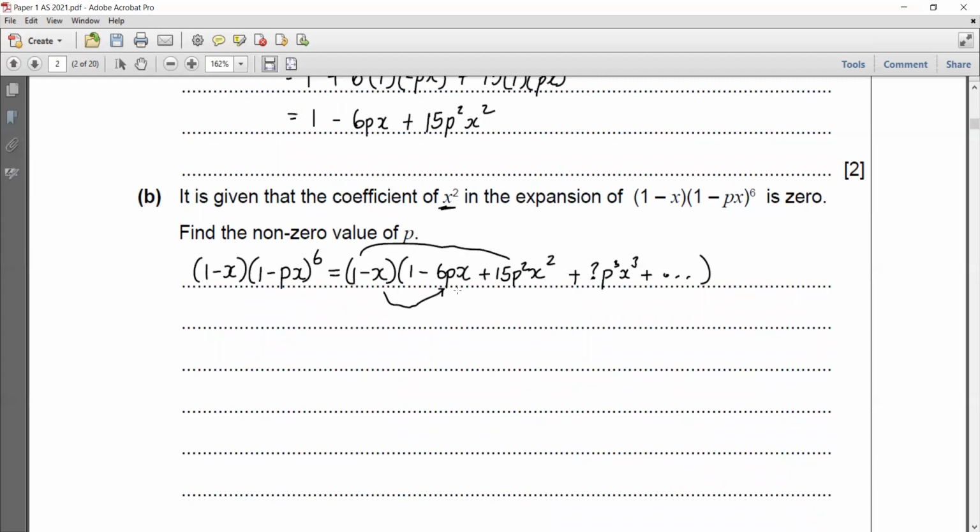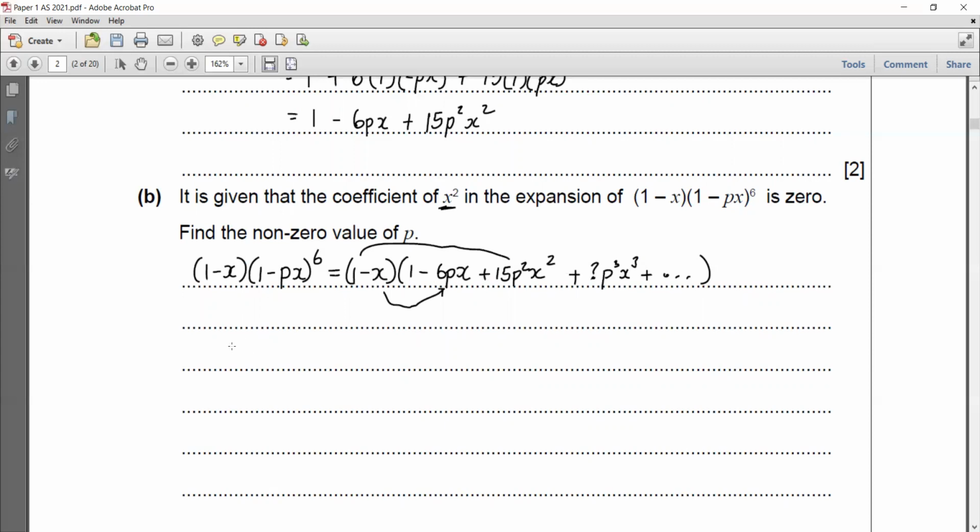Now you can try any other combination. If I take this 1 and multiply it with this term, I wouldn't get a term with x squared. I would have x to the power of 3, which is not what I'm looking for. I could take this x and multiply it with the 1. That would give me only x and not x squared. So the only way to get x squared is to take the 1 multiplied with a term with x squared, and a term with x multiplied with a term with x.